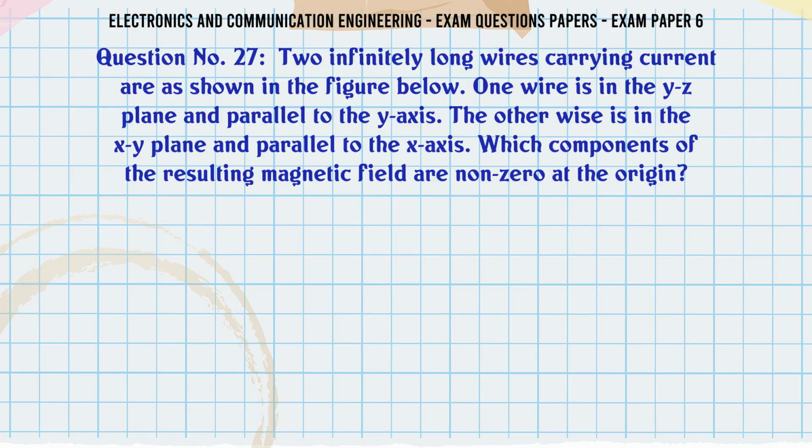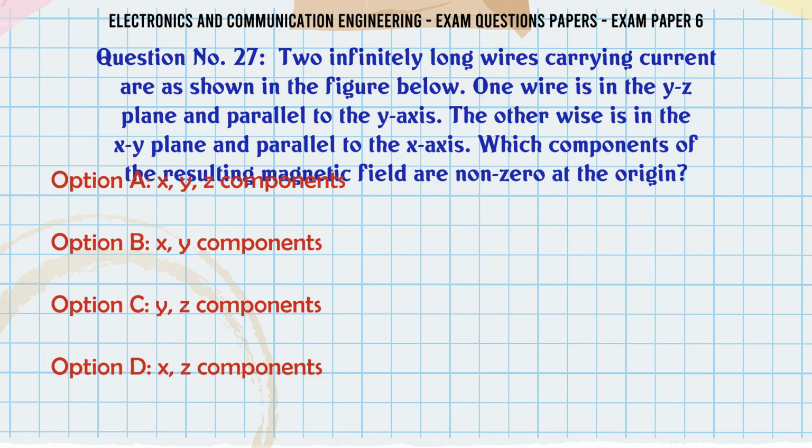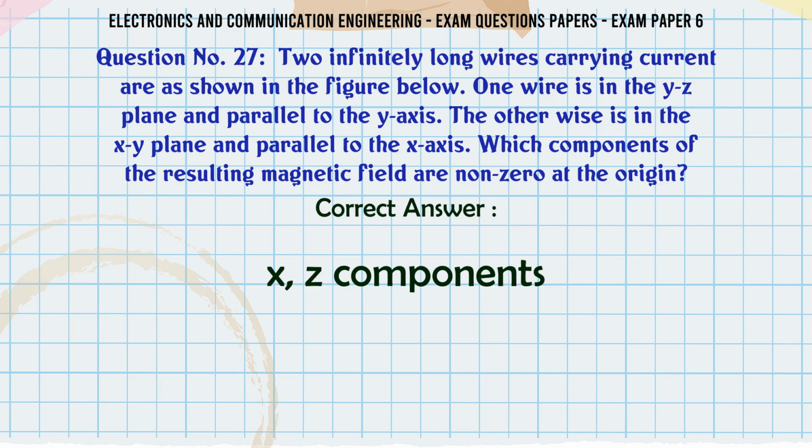Two infinitely long wires carrying current are as shown in the figure below. One wire is in the YZ plane and parallel to the Y-axis. The other wire is in the XY plane and parallel to the X-axis. Which components of the resulting magnetic field are non-zero at the origin? A) XYZ components, B) XY components, C) YZ components, D) XZ components. The correct answer is XZ components.